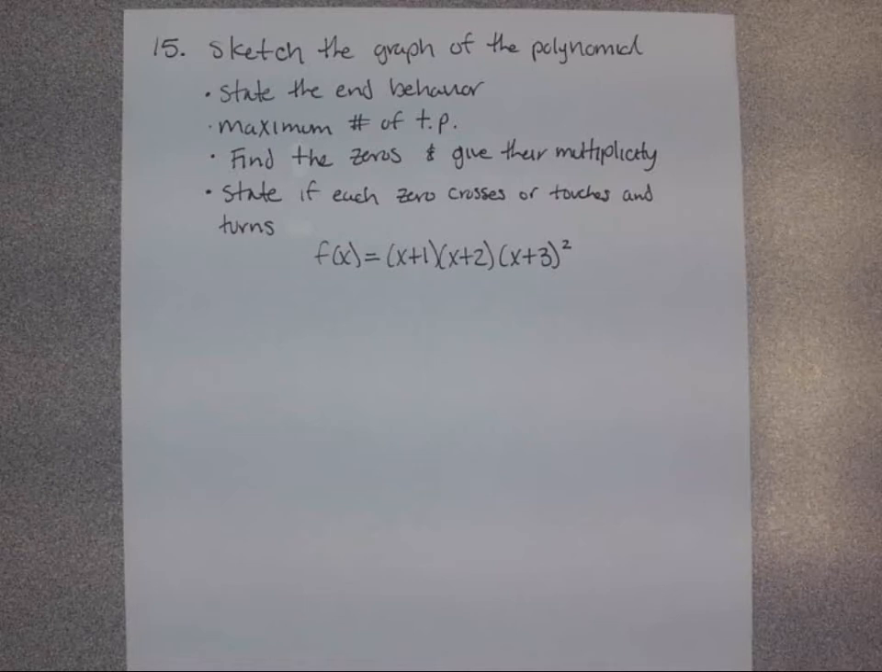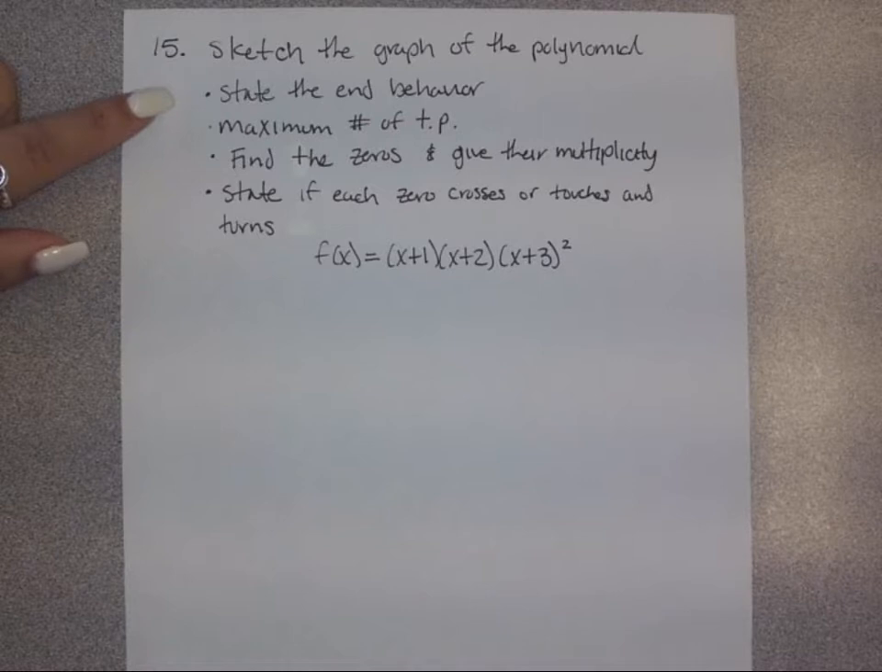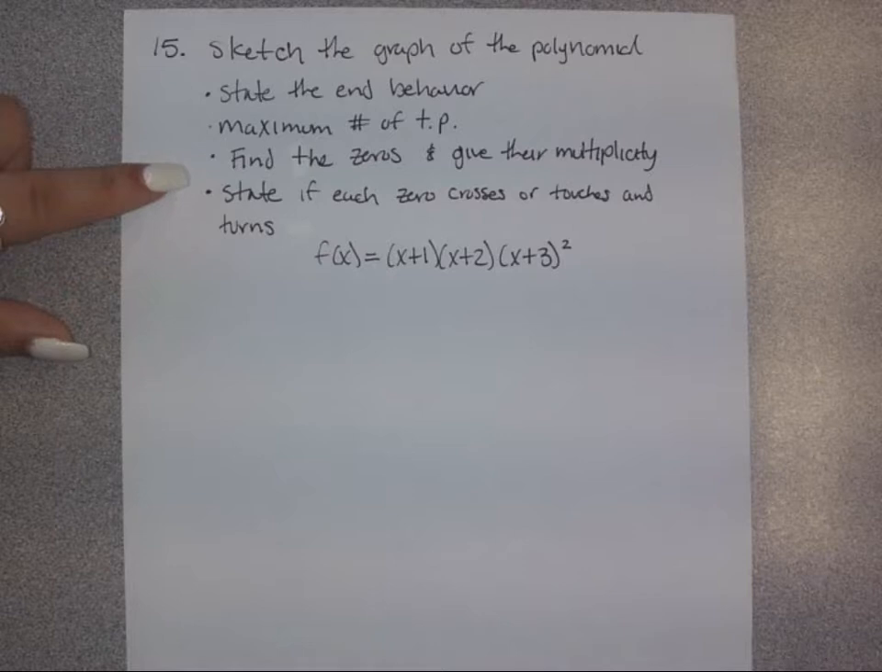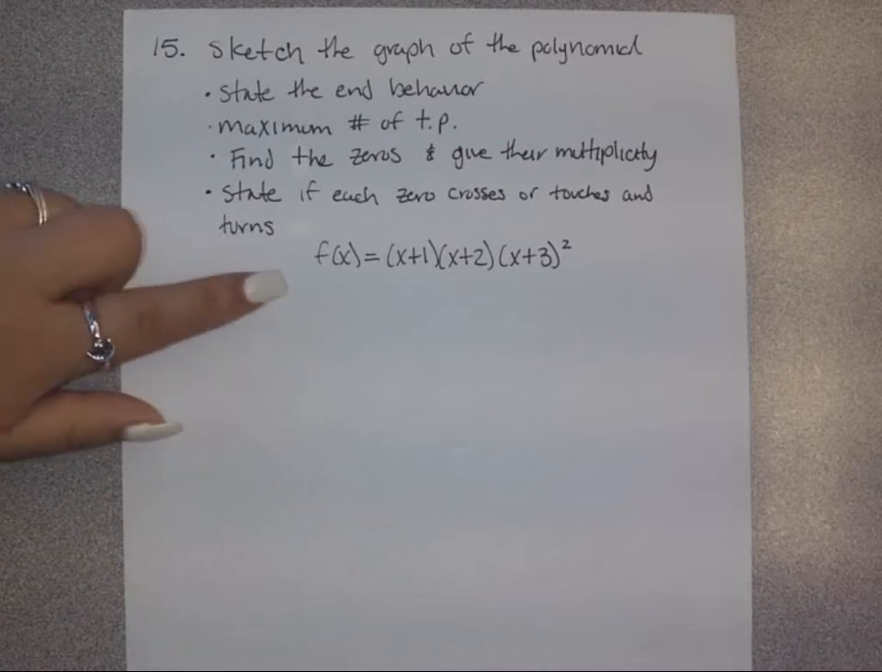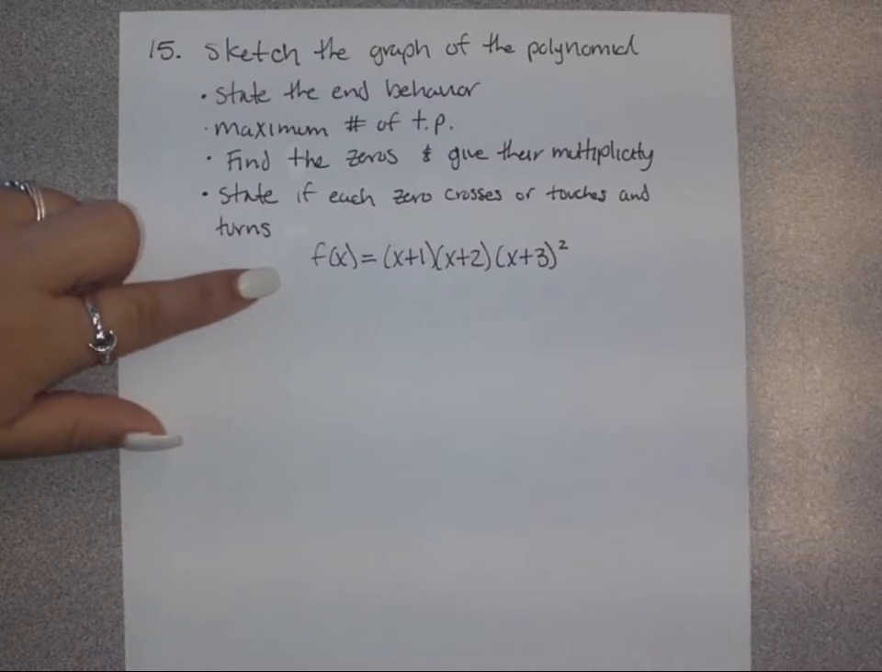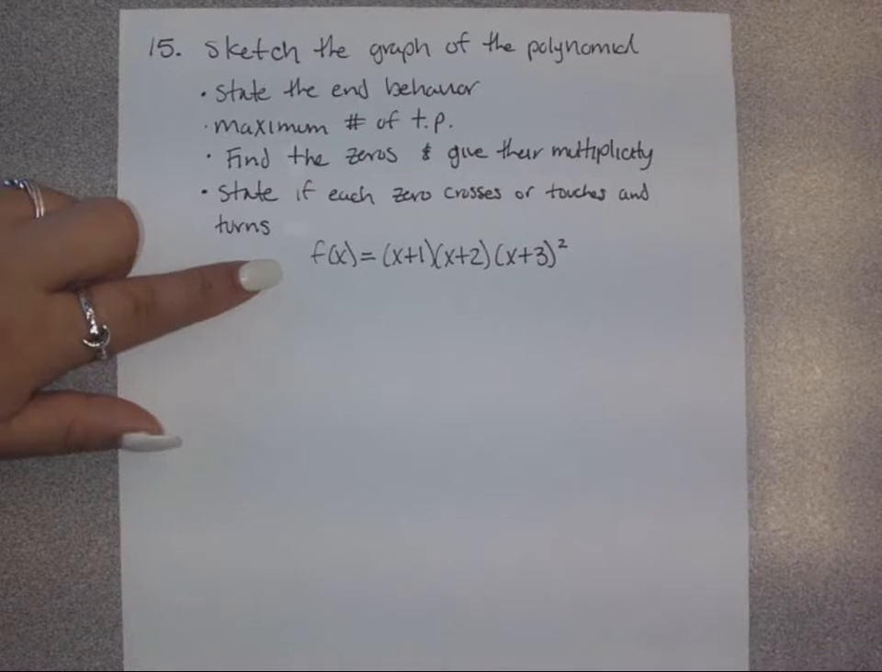So let's go ahead and sketch the graph of the polynomial, and we're going to sketch the graph by stating the end behavior, the maximum number of turning points, finding the zeros and their multiplicity, and stating whether each zero crosses or touches in our graph. So we're going to be working with the polynomial f of x equals (x plus 1) times (x plus 2) times (x plus 3) squared.